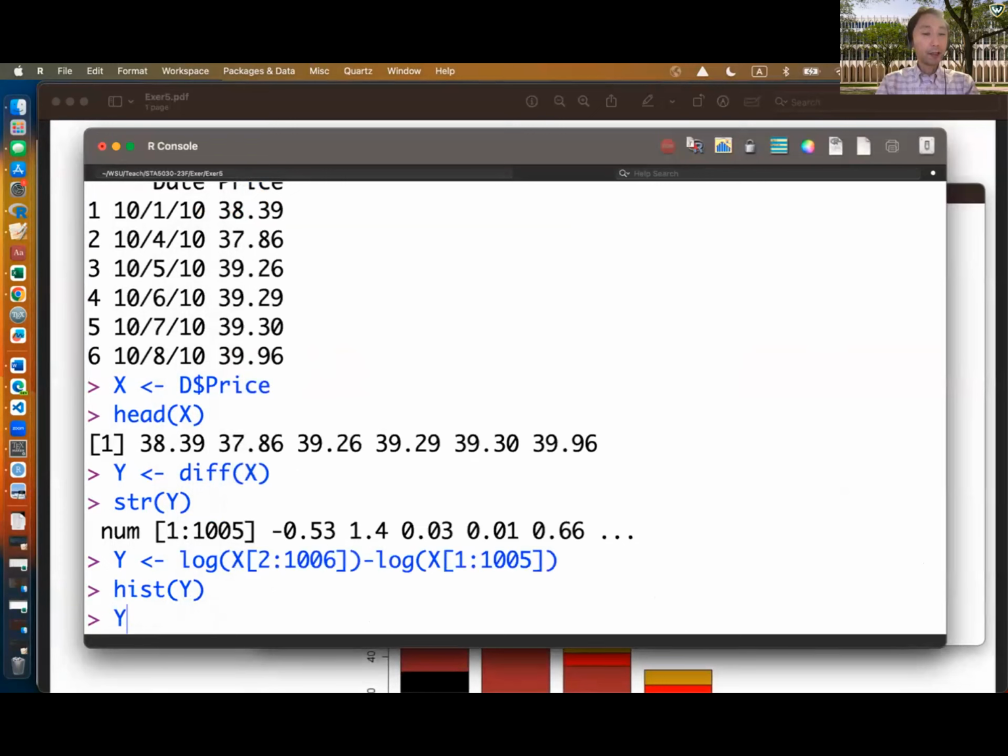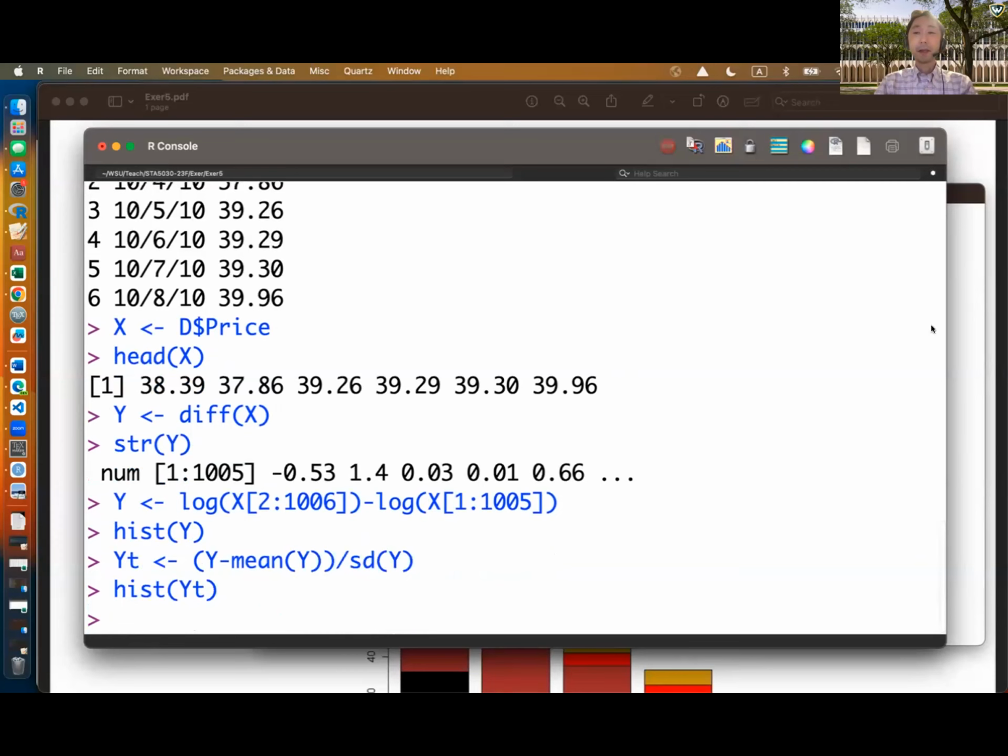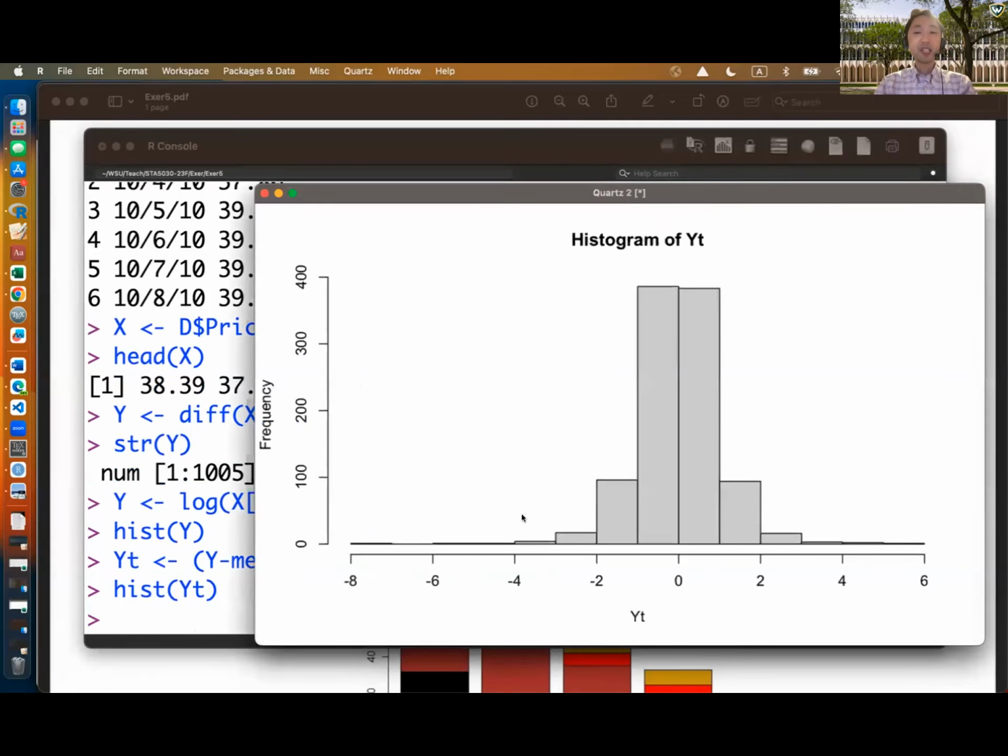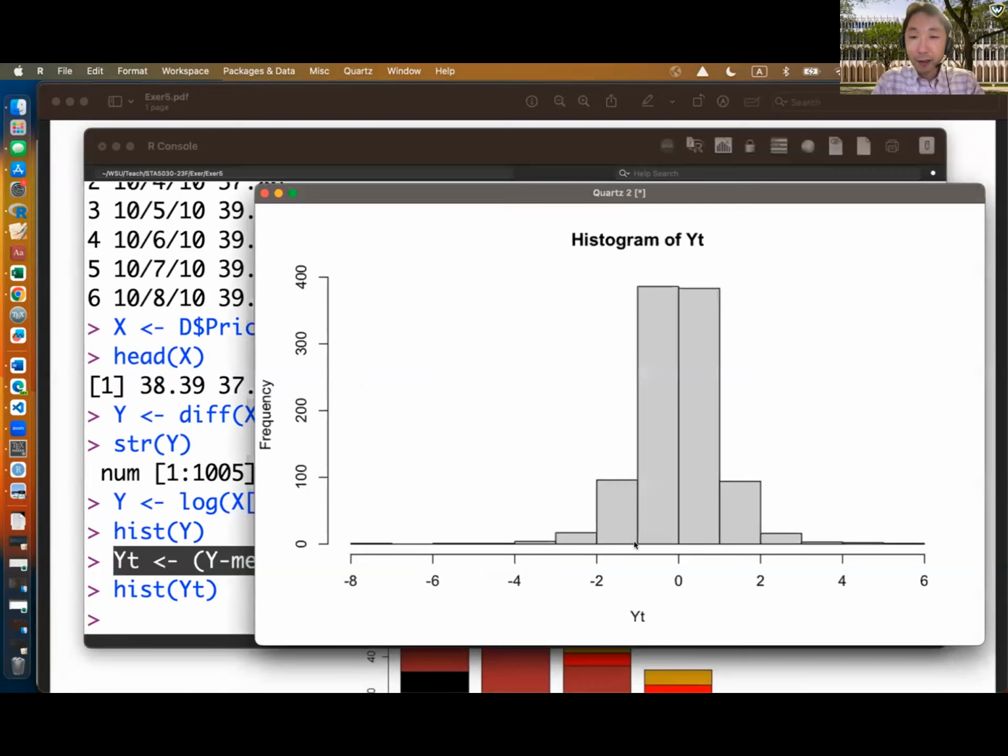So we want to standardize it. Y tilde, maybe we say yt, is y minus the mean of y divided by the standard deviation of y. Then we can make a histogram of yt. Y tilde is this. It looks like an almost normal distribution. So we have created y sub t. This is the answer for A. And B is the histogram with increments of -2, -1, 0, 1, 2, and so on. So this is the histogram for B.